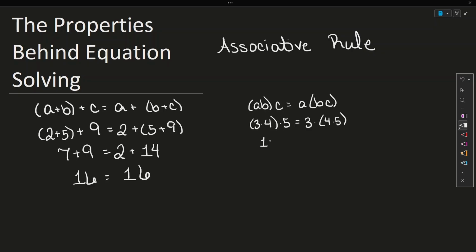3 times 4 is 12. Times 5, and 12 times 5 is 60. On the right-hand side, we would do parentheses first. 4 times 5 is 20, and 3 times 20 is 60. Both sides equal 60.